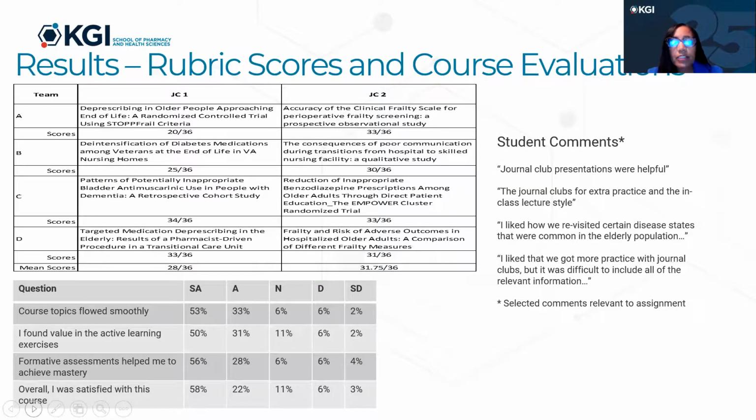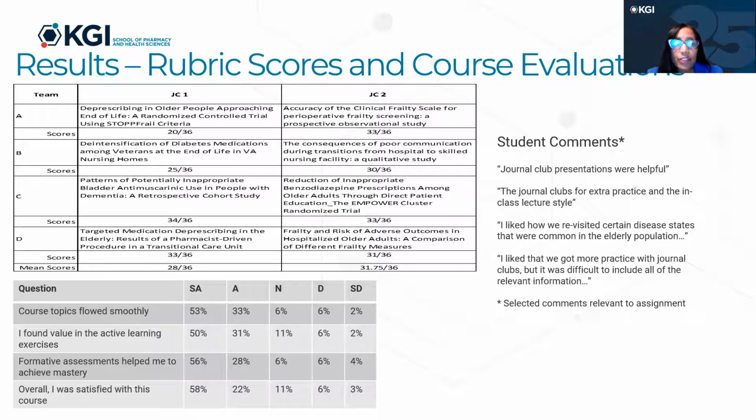The results slide is very busy, but it identifies the rubric scores. You can see that there are 2 journal clubs in each course offering, and the journal club scores improved on average by 3.75 points on that 36-point scale, which is a considerable improvement.